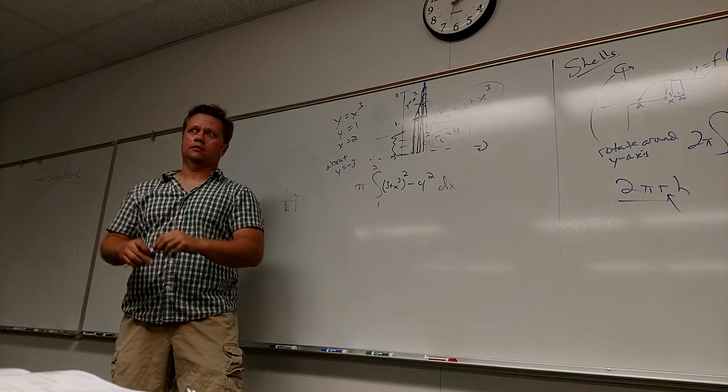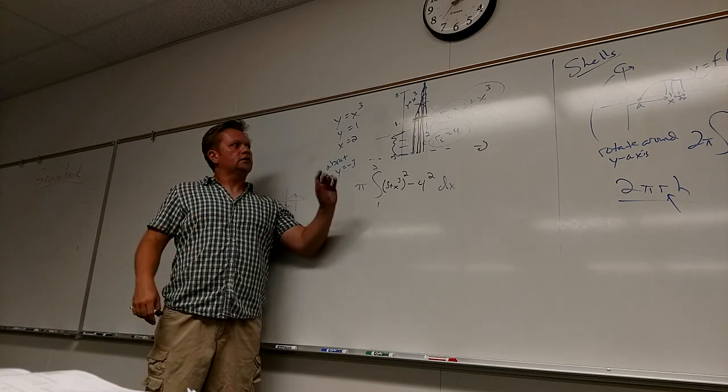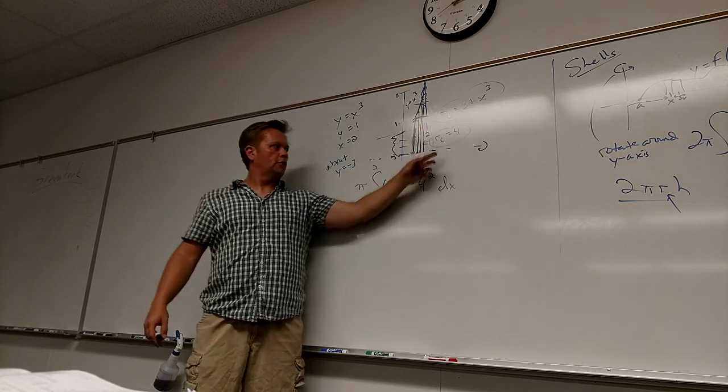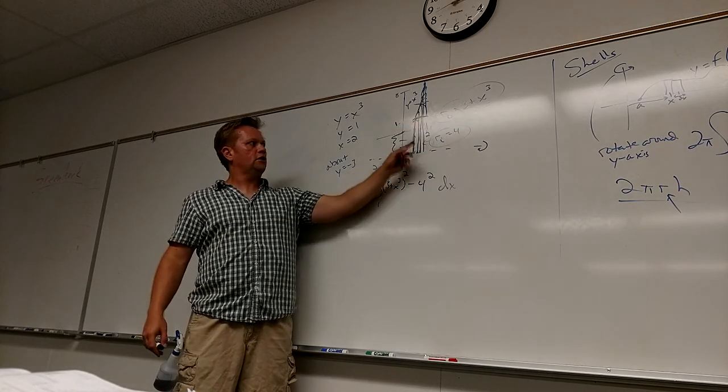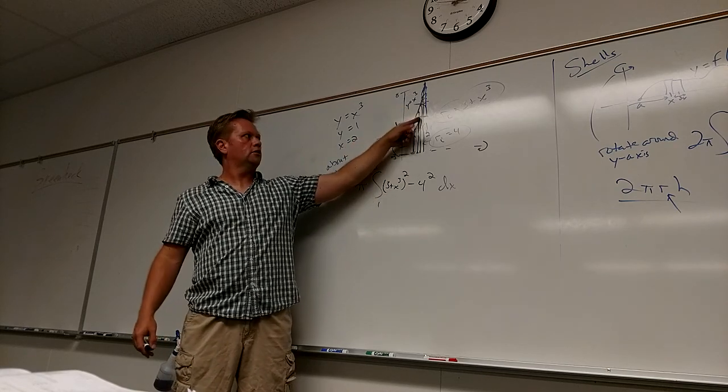Yes? This is washer, correct? This will be washer, but it's important to know that so you know to look for an inner and outer radius. But when you look at your axis and you start looking, it should be immediately obvious there's an inner and an outer radius. There's an inner wall and an outer wall.